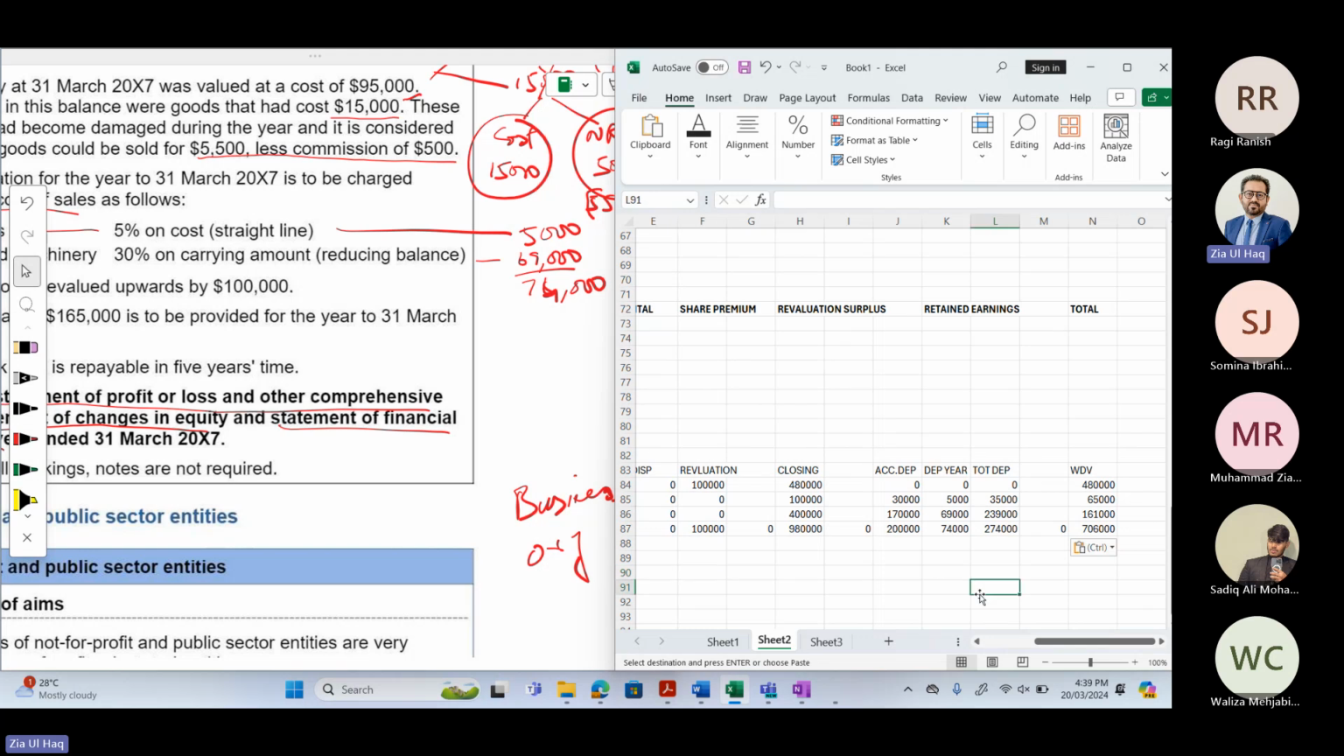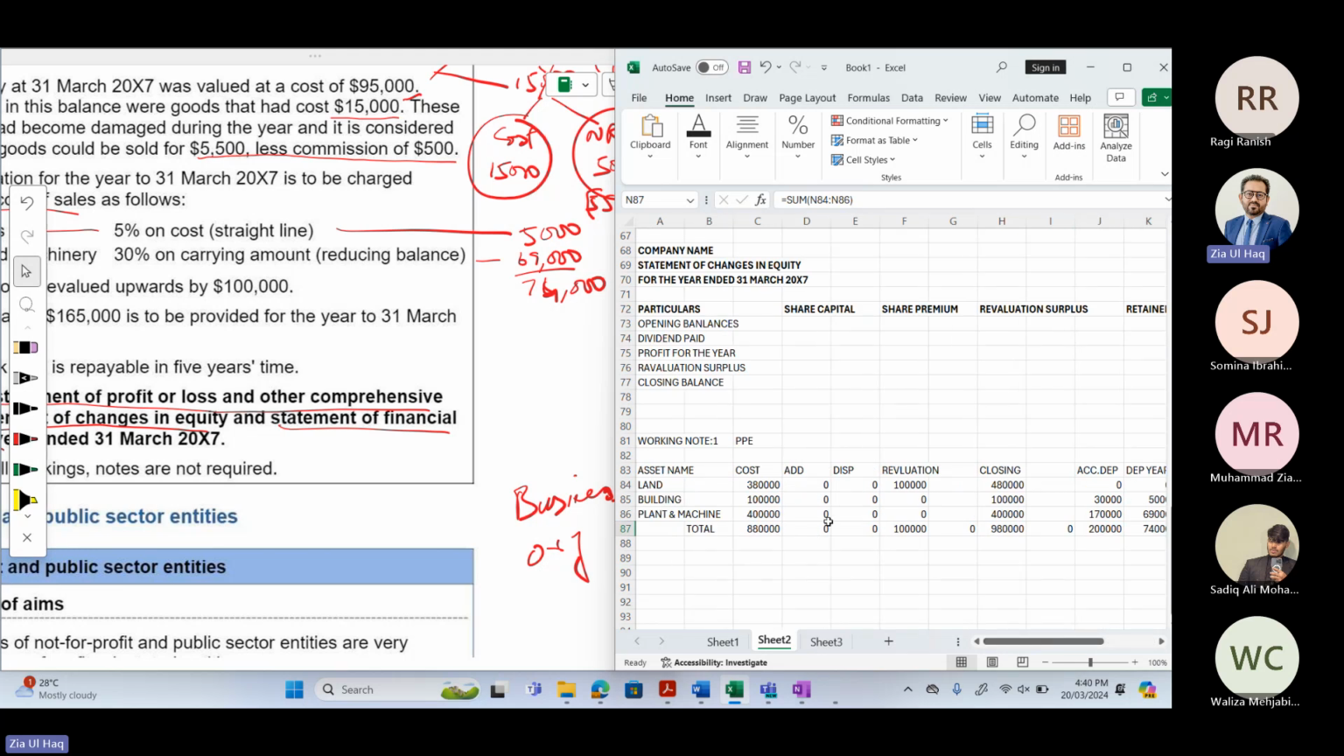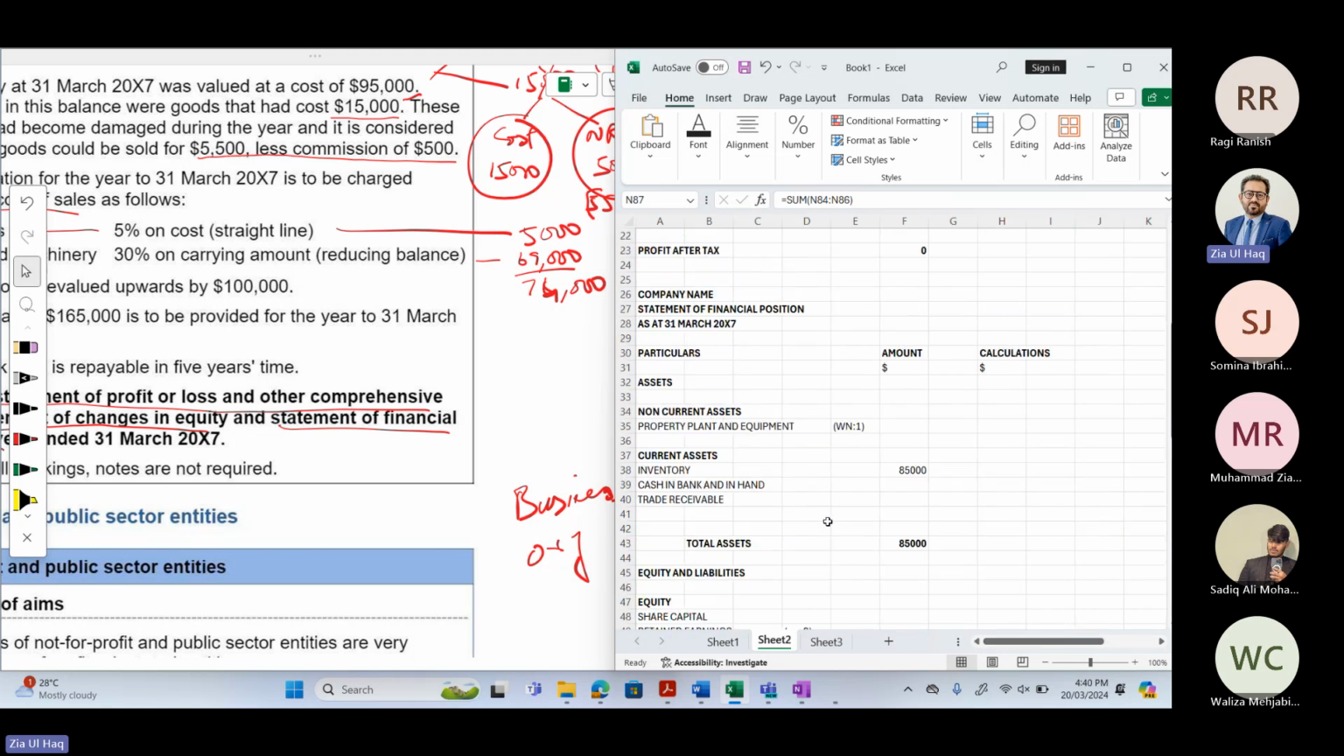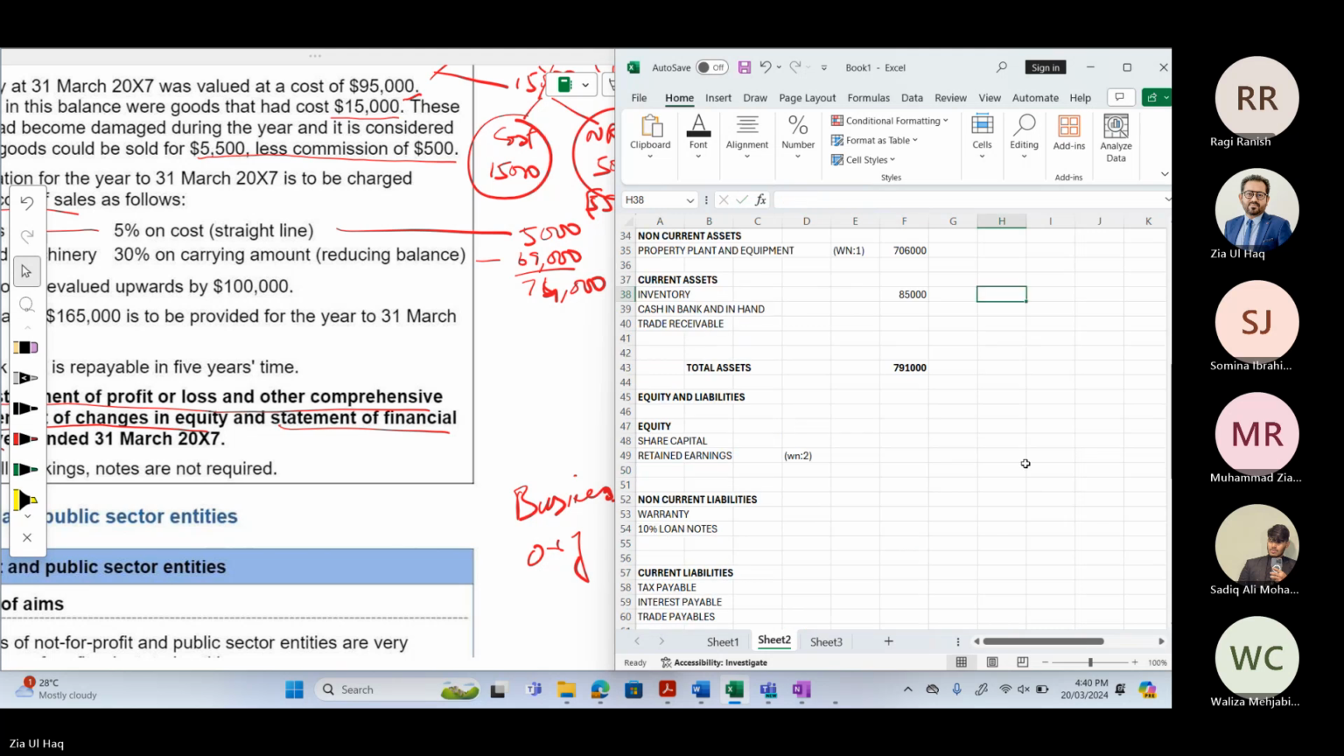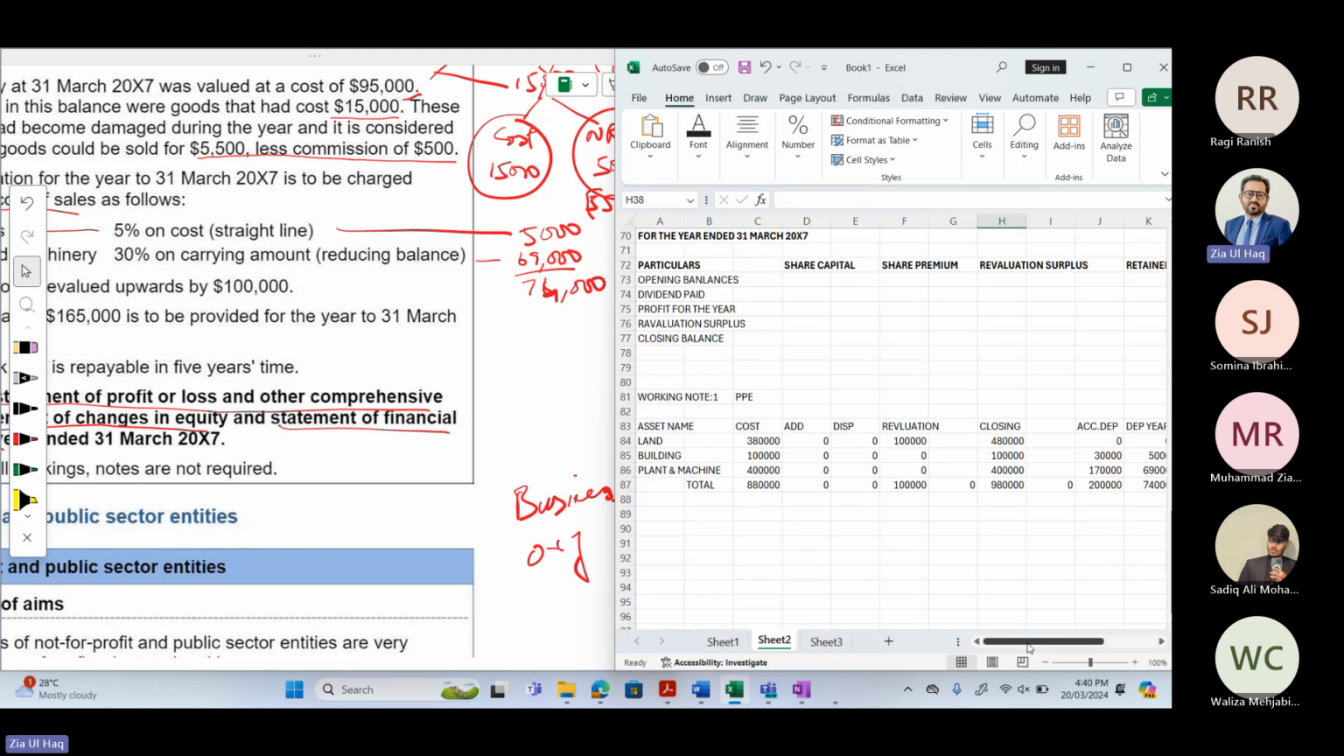So what's the value? It's 706,000 total WDV for property, plant and equipment. So we can put straightaway into the balance sheet under non-current assets, property, plant and equipment, 706,000. The 706,000, am I right? Yes. Okay.